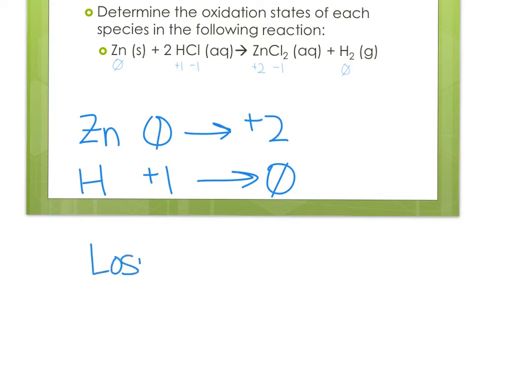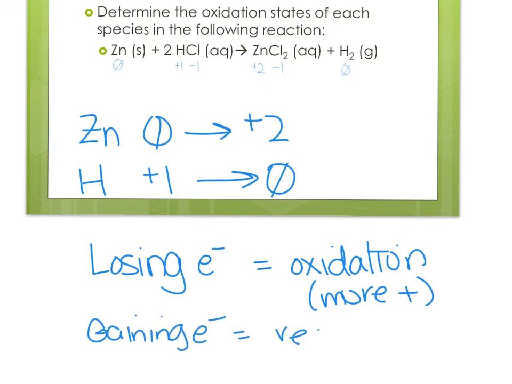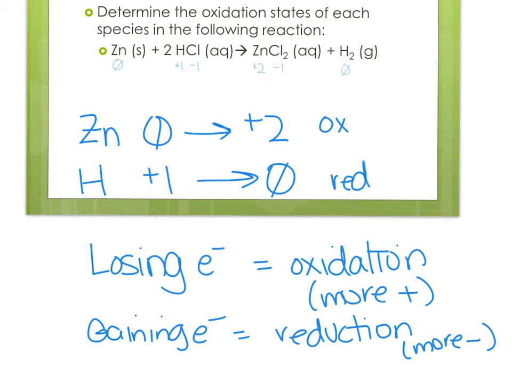Remember, losing electrons is oxidation. So that means it gets more positive. Gaining electrons, that's reduction, and it becomes more negative. So in this case, what is happening to zinc? It's oxidized, and that means that my hydrogen has to be reduced, because these things come in pairs. They don't just do it on their own.